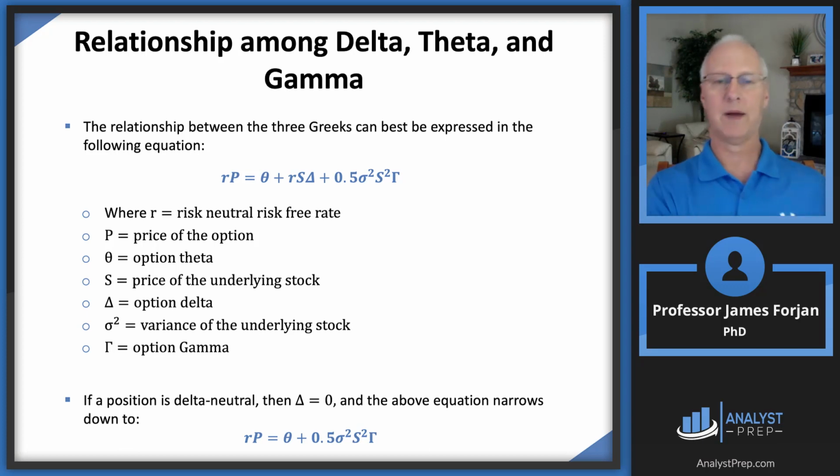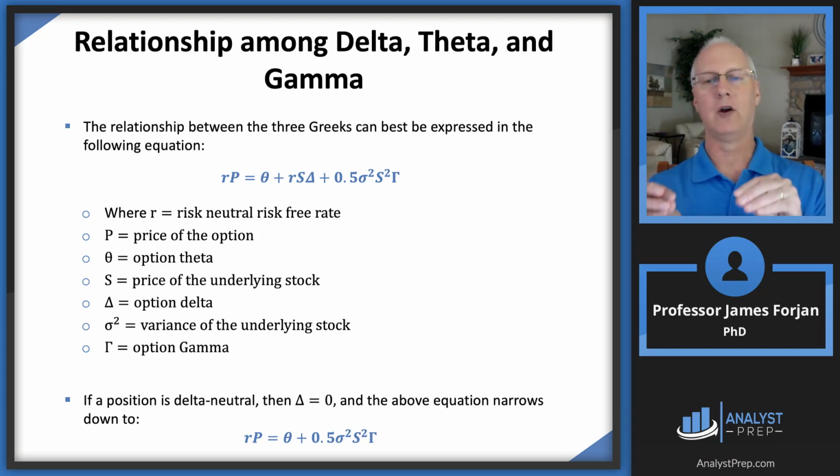All right, so think about that on the left-hand side of the equal sign. Over on the right-hand side of the equal sign, we have the three Greeks. We have the theta, we have the delta, and we have the gamma, and those are weighted by sensitivities. This is just like a regression equation, and these are the sensitivities that we know are critical from the Black-Scholes-Merton option pricing model.